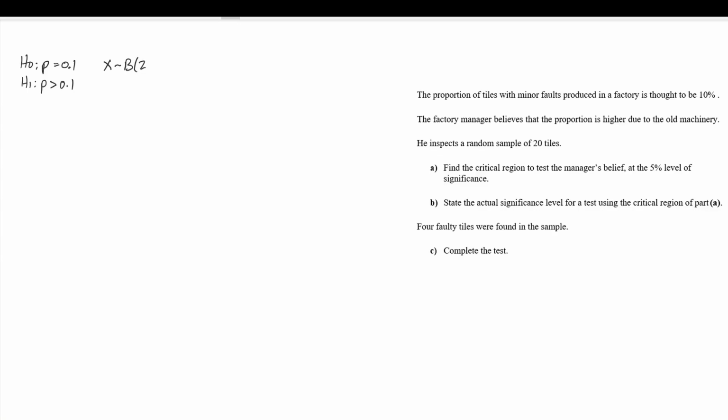Our distribution: the manager has inspected 20 tiles. Probability that they're faulty is 0.1. So the expectation is 20 times 0.1, or 2. We would expect normally to see 2 faulty tiles. Here's our diagram to help visualize and create the correct probability: 0, 2, and 20.